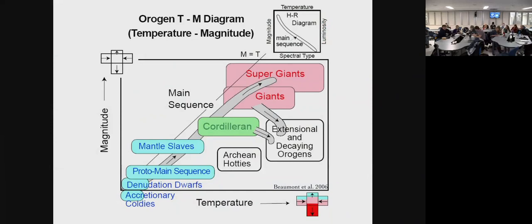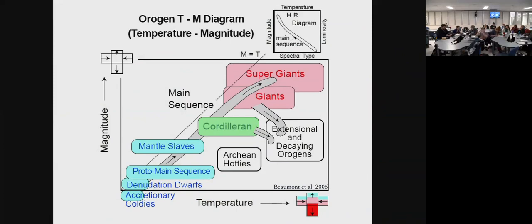And so Chris Beaumont got inspired by this model and tried to come up with a classification of orogens using magnitude and temperature on this plot. Magnitude refers to the deviation or increased thickness with respect to a stable, normal, unthickened continental crust. Okay? The higher magnitude orogens will have the greatest continental thickening happening. And then temperature is the same way. The higher temperature orogens are those that generate the most heat compared to the stable, undeformed continental crust.